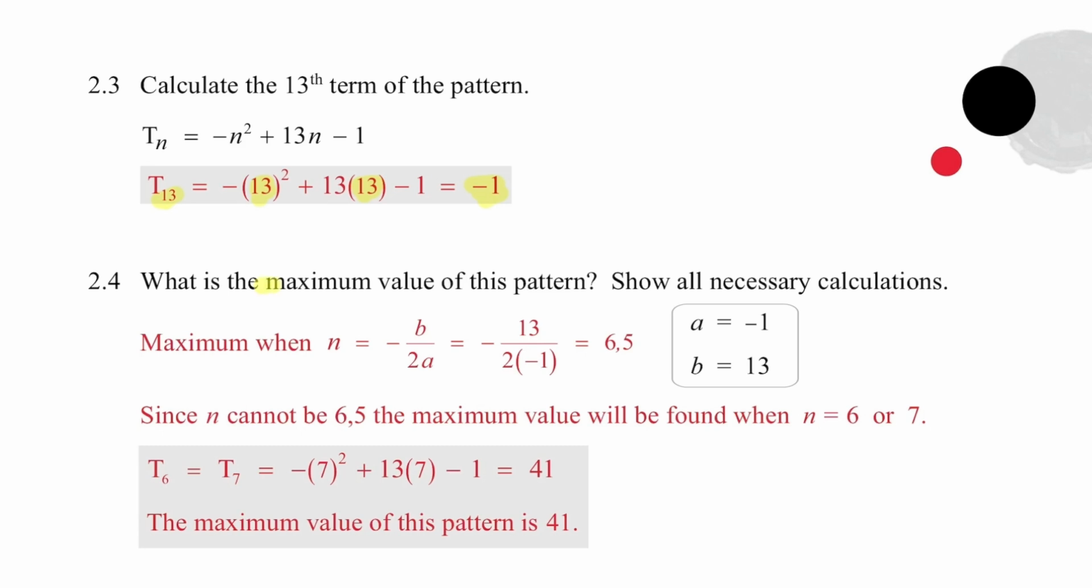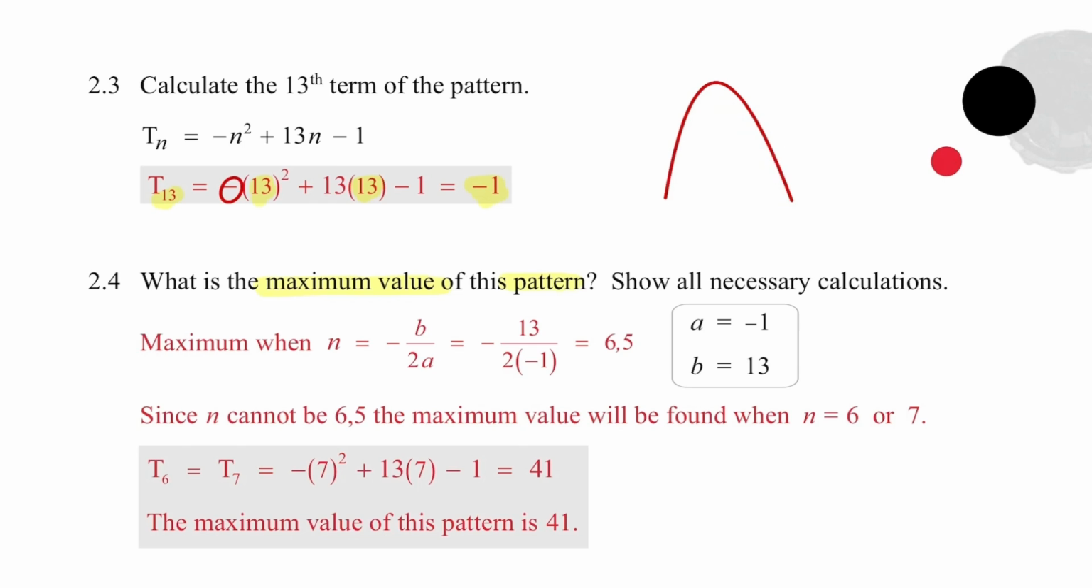In 2.4, we are asked what is the maximum value of the pattern? What is the largest value that any term can have? To understand this question, we need to think back to an earlier discussion about the fact that a quadratic pattern has a parabolic shape. Given that our quadratic pattern has a negative coefficient for n squared, we are sure that this parabolic shape gives a maximum value.